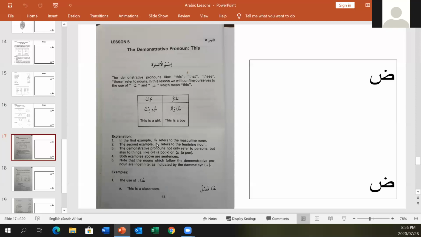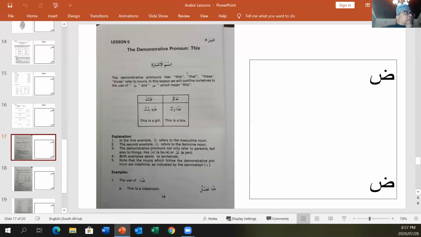In the first example, waladun refers to the masculine noun, okay? And in the second one, bintun refers to a feminine noun. The demonstrative pronoun not only refers to persons, but it can also refer to things. For example, kitabun, a book, and qalamun, a pen. So as we can see, we are familiar with that already: when it refers to masculine and feminine, it can refer to nouns, things as well, or objects, whatever.